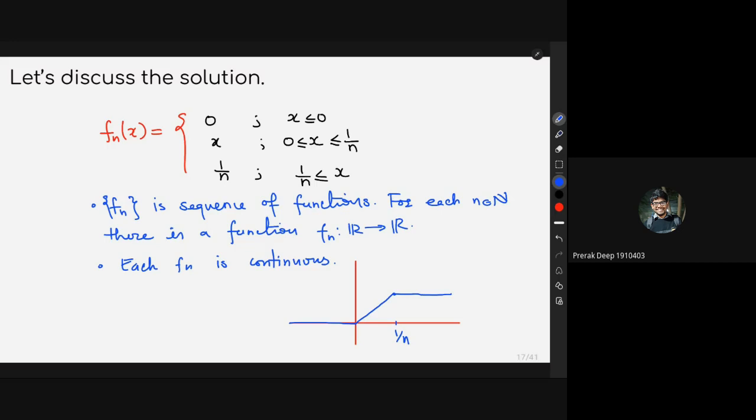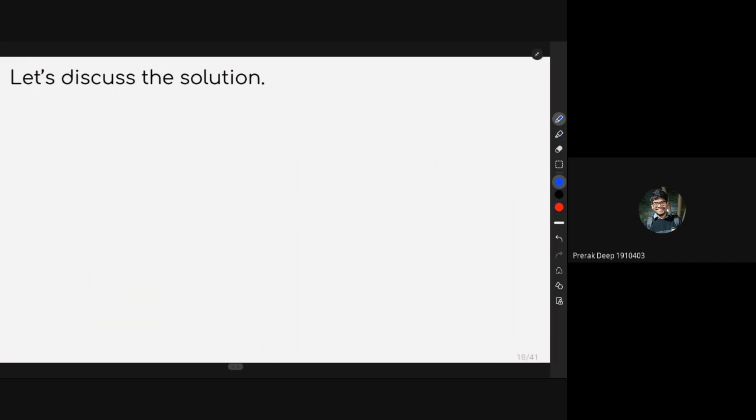Now, first part we need to say that it is pointwise convergent to the zero function.